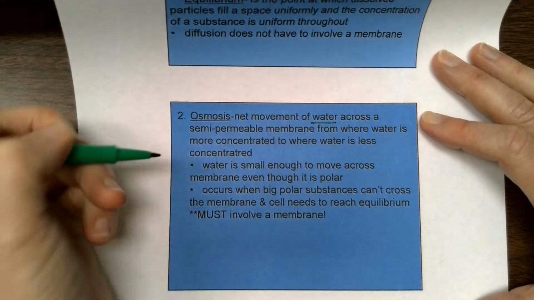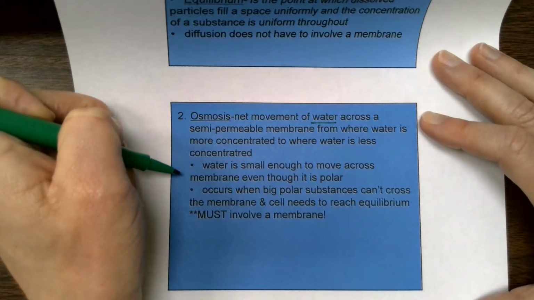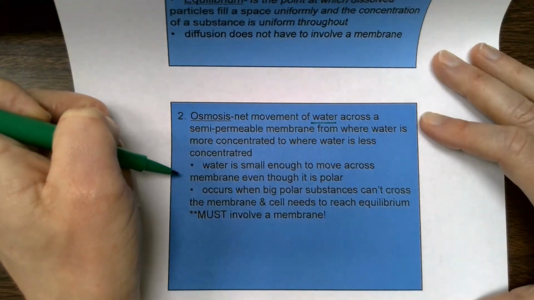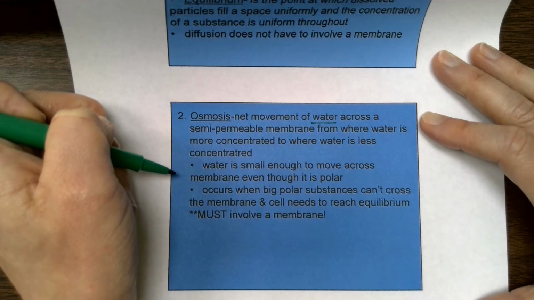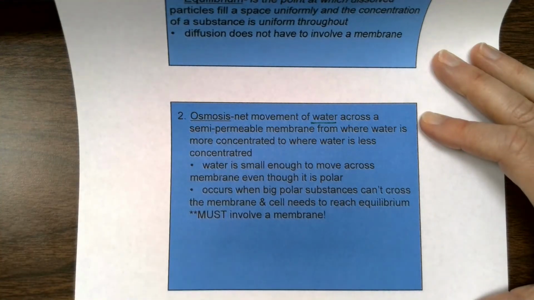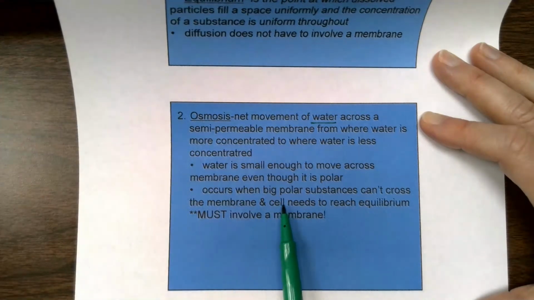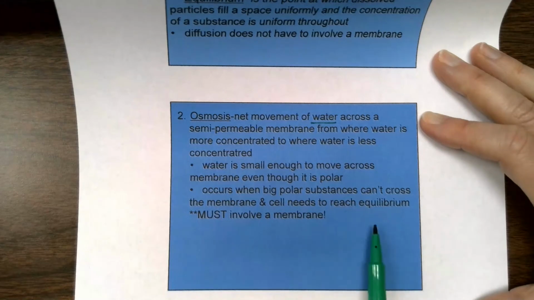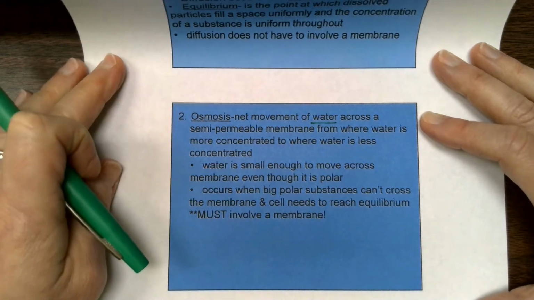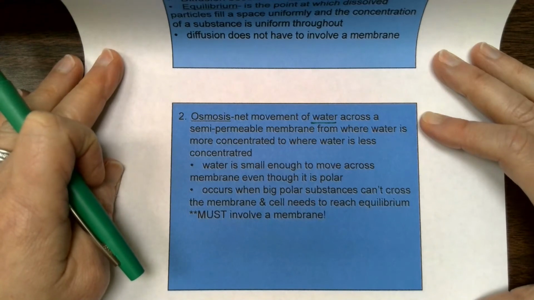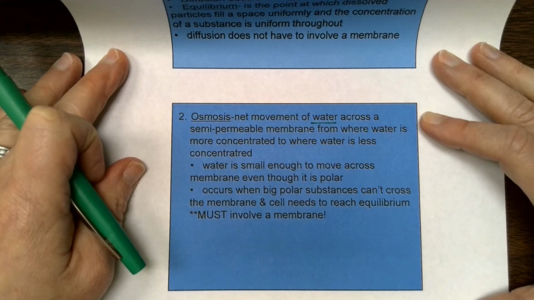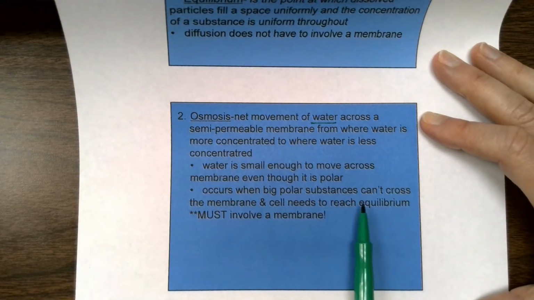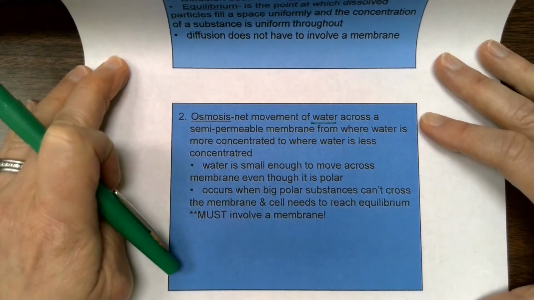Even though the tails of the plasma membrane are nonpolar, water is really tiny, so it can actually go through the nonpolar regions of the membrane, even though it's a polar substance. Osmosis will occur when big polar substances cannot cross the membrane and the level of homeostasis in the cell is not being maintained, in order to get the cell to equilibrium, if there's a large polar substance on one side of the membrane that cannot cross.